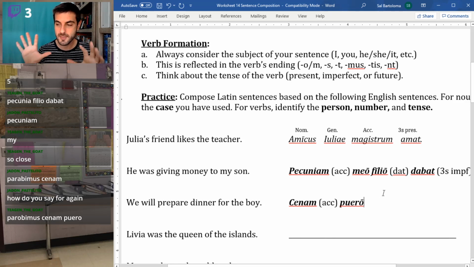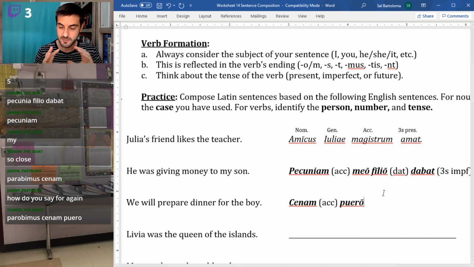So we don't want to be thinking like that. We don't want to be thinking, what's the word for this? What's the word for this? What's the word for this, right? Instead, think to yourself, what is the boy doing in that sentence? He's the indirect object. We're going to prepare dinner for him.